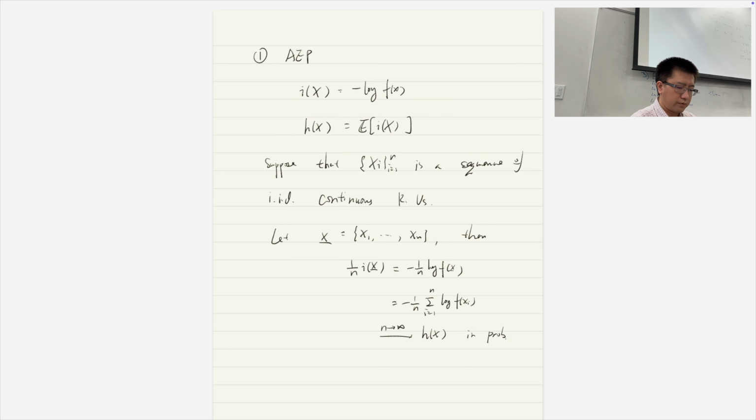Therefore, now we have the same definition as before. We define for all the x, as long as they are close, then those x are in the typical set. Does that make sense? Exact same definition as before.